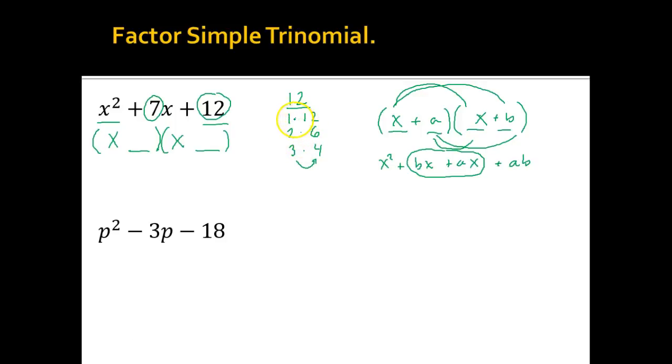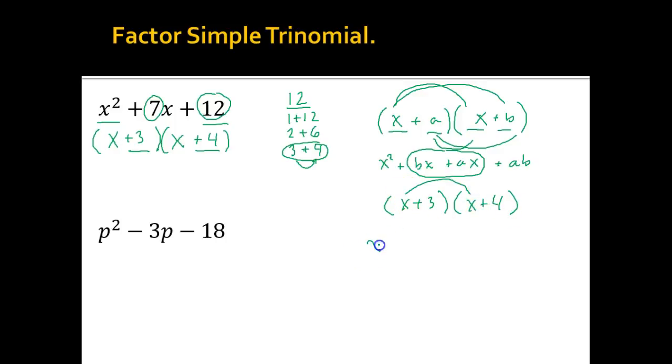And now we turn the question around and say, what happens if we add them together? 1 plus 12 is 13, 2 plus 6 is 8, and 3 plus 4 is 7. And there it is, 3 plus 4, 7. That gives us our middle number. So 3 times 4 is our last number. 3 plus 4 is our middle number. That must be the factors. And we'll multiply them out here. We'll try it. x plus 3 times x plus 4.